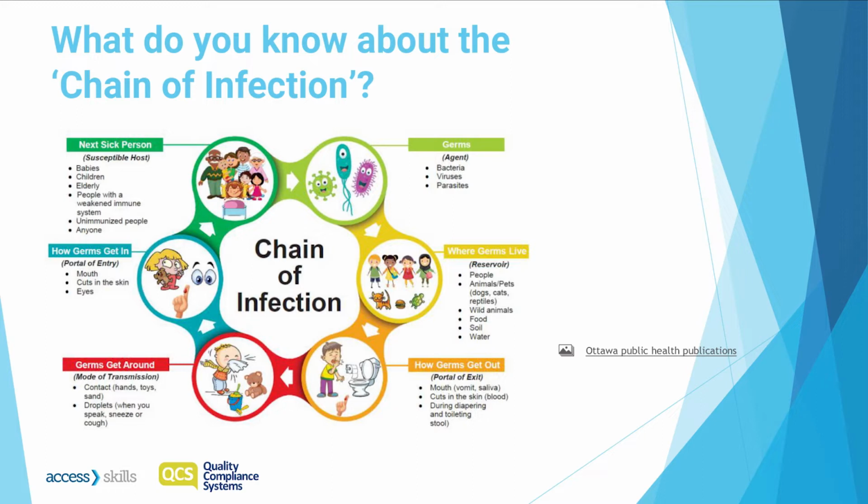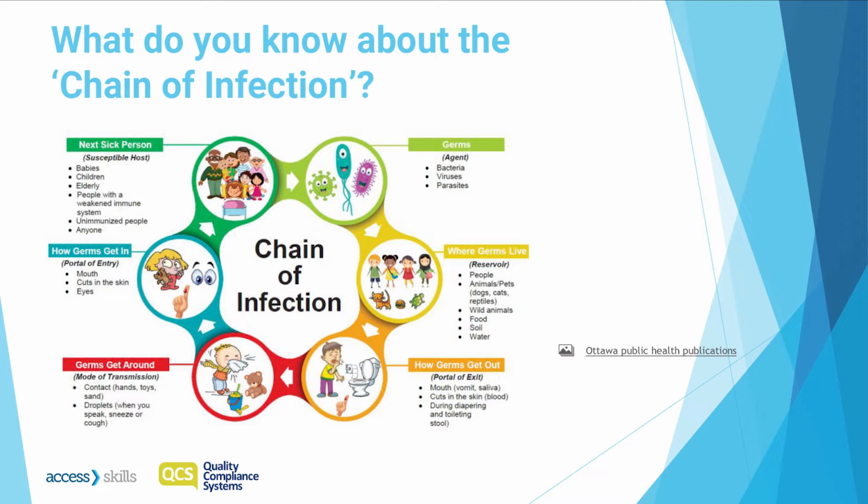This is known as the mode of transmission. So this is contact, hands, toys, those surfaces I've already spoken about, droplets such as when you sneeze, speak and cough. How do germs get in? So this is into the next person. This is the portal of entry. So this is via mouth, cuts in the skin and in your eyes. Next person to be sick. This is the susceptible host.